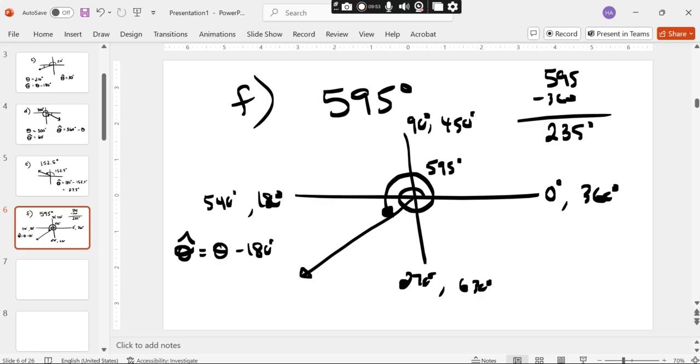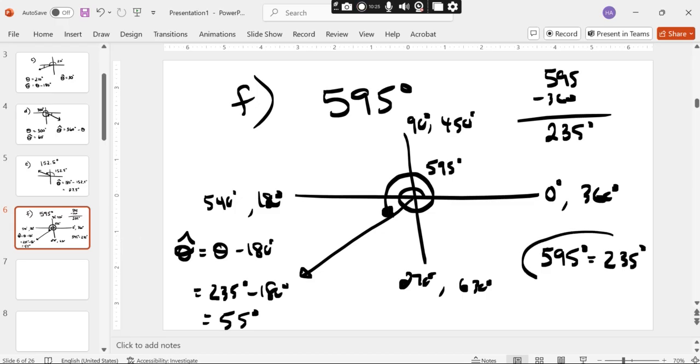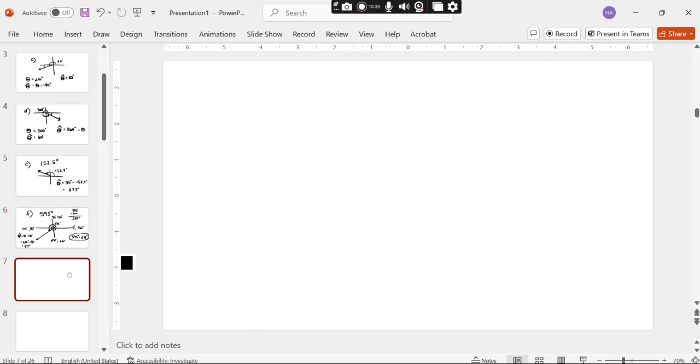So notice theta has to be between 0 and 360. That's kind of where we have to be. So let us subtract that out. 235 subtract 180 is 55 degrees. Okay, that's one interesting way. We good? Oh yes, coterminal angles. Yeah, 595. Isn't that funny? Because we say this and we say this. Is that true? That is a true statement in regards to an angle measurement. Yeah. Cool.